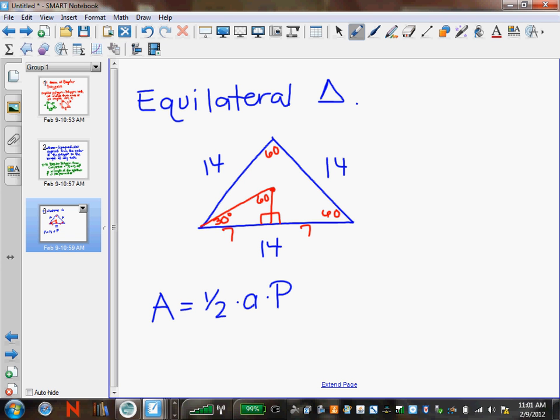The side across from my 60 degrees is 7. If you will remember, to go from the side across from the 60 to the side across from the 30, which will be my apothem, you divide the number by 3 and multiply by square root of 3. So my apothem length will be 7/3 square root of 3. That is my apothem. So, now that I know the length of my apothem, I can plug my values into the formula.